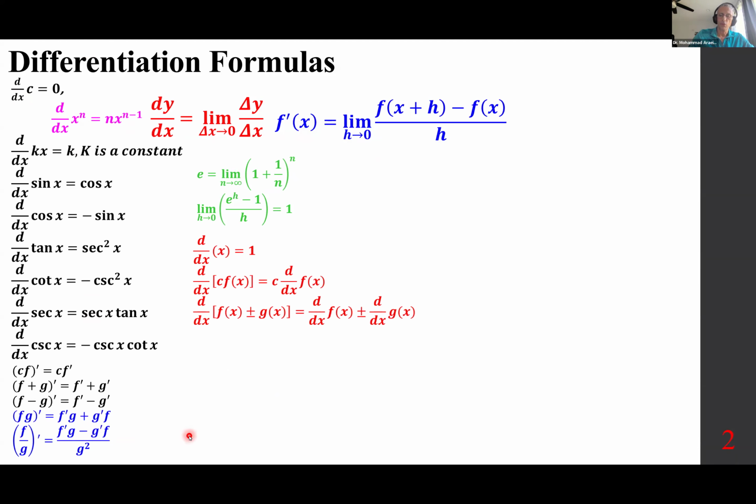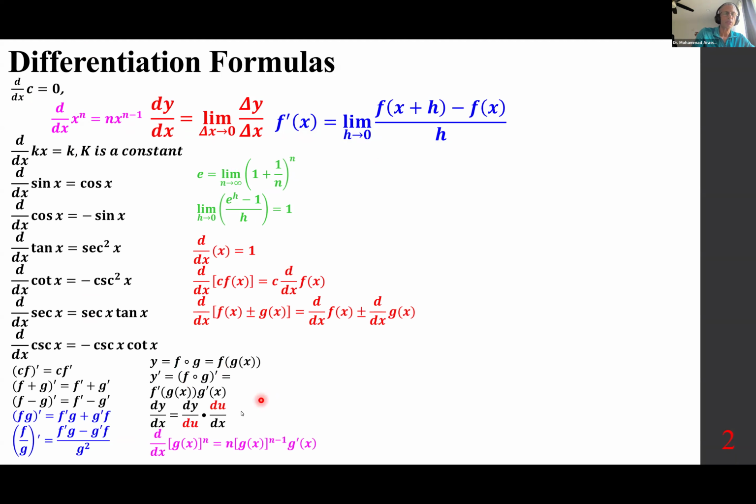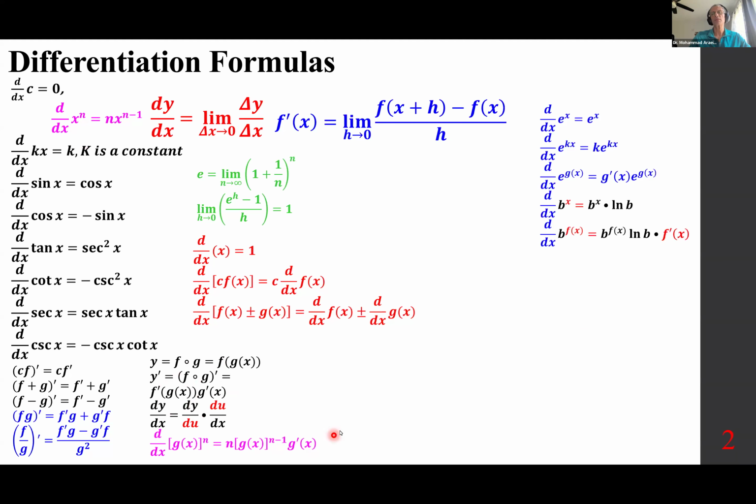Product rule, quotient rule, composite function, giving rise to the chain rule: the derivative of f of g of x becomes f prime of g of x times g prime of x, or dy/dx is dy/du times du/dx. And the power rule becomes the extended power rule: the derivative of g of x to the power of n is n, g of x to the power of n minus 1, g prime of x.